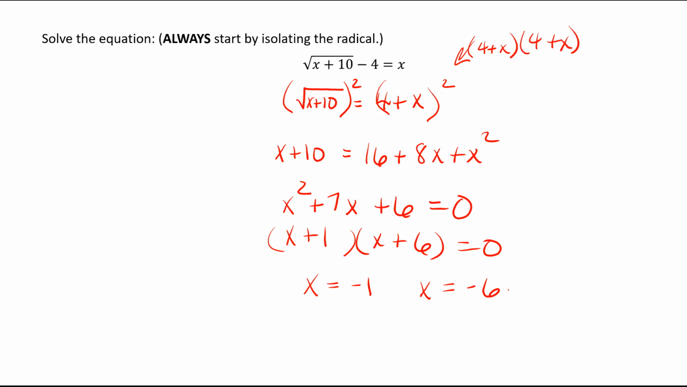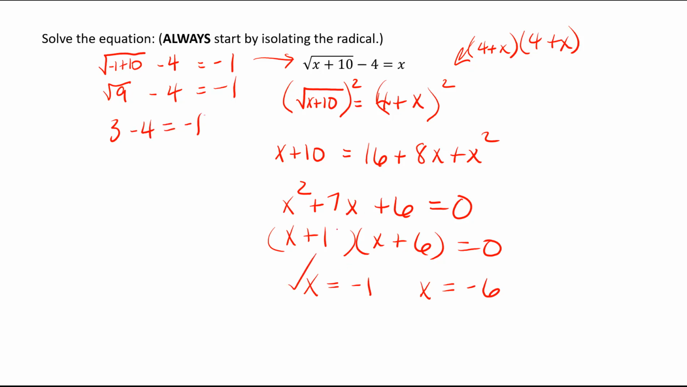But you have to check those in the original equation. So if I put -1 into this original equation for x, I'm going to have the square root of -1 plus 10 minus 4 is supposed to equal -1. Does it? Let's see. Square root of -1 plus 10 is the square root of 9 minus 4. Does that equal -1? 3 minus 4. Yes, it does equal -1.